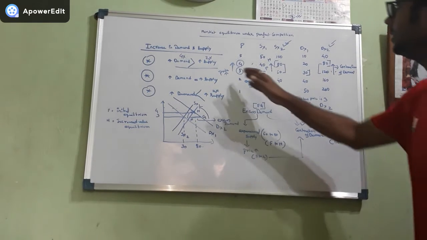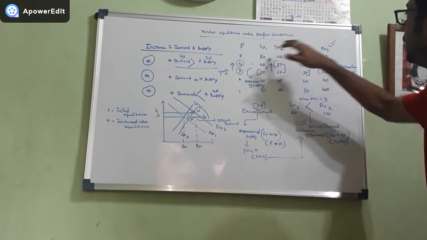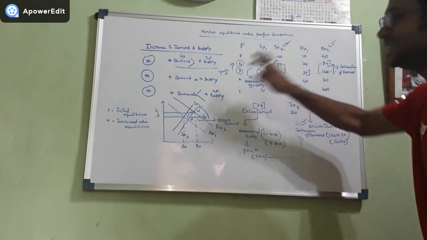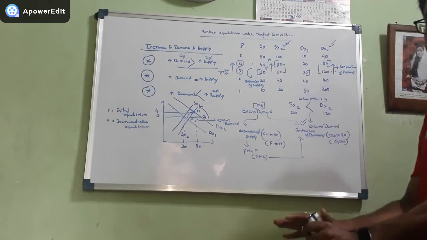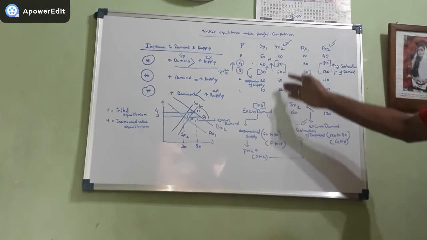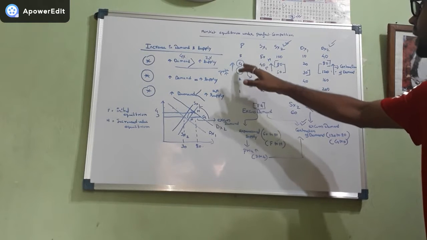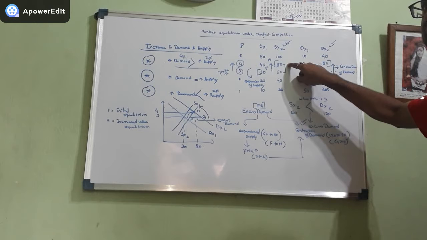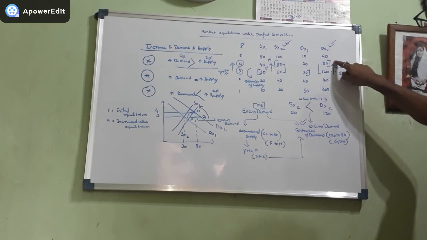Now when there is an equilibrium 30-30, compare with Sx1, this Dx1. Initial equilibrium is happening when the price is 3 and the quantity demanded and supplied is 30 and 30. Now as I have changed the value of Sx2 and Dx2, now where is the equilibrium happening? When the price is 4. When the price is 4, the supply Sx2 is 80 and demand Dx2 is also 80.